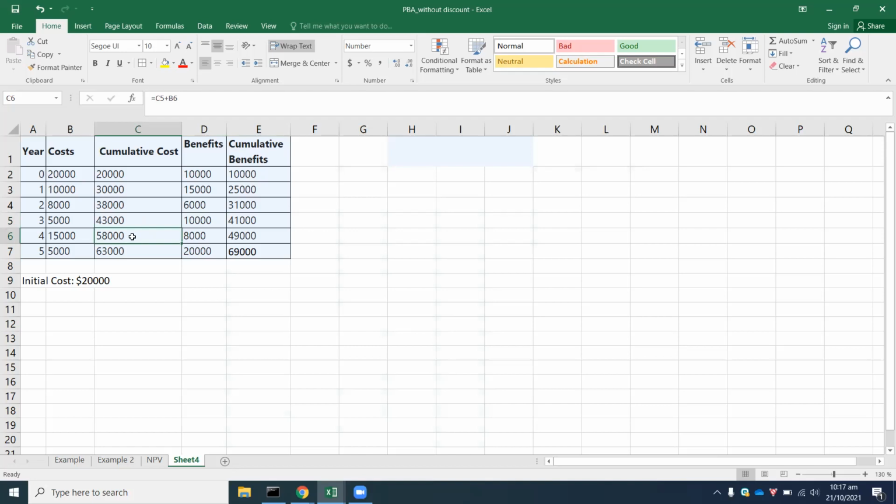Next up, year 4, your cost is $58,000 and benefit is $49,000, still down. Your benefit needs to equal the cost. Now, if you look at the next year, year 5, $63,000 is the cumulative cost. Now your benefit is $69,000. In this case, your benefits exceed the cost. That means somewhere in between year 4 and year 5, that's where you have a payback period. That means $63,000 is equal to $63,000.